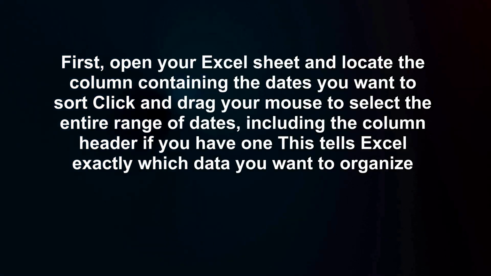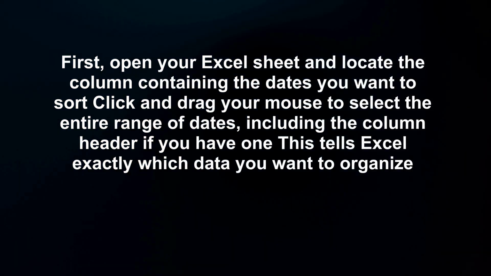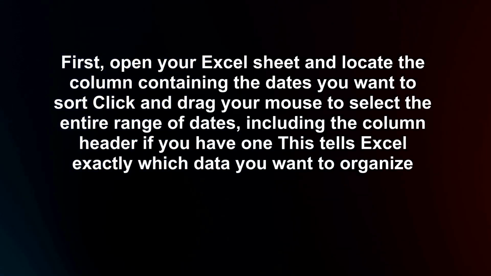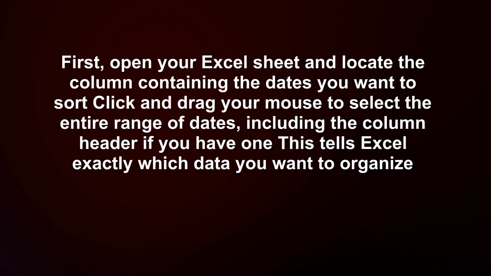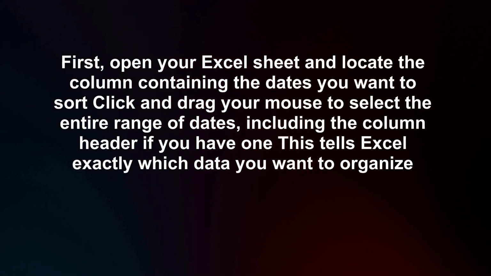First, open your Excel sheet and locate the column containing the dates you want to sort. Click and drag your mouse to select the entire range of dates, including the column header if you have one. This tells Excel exactly which data you want to organize.